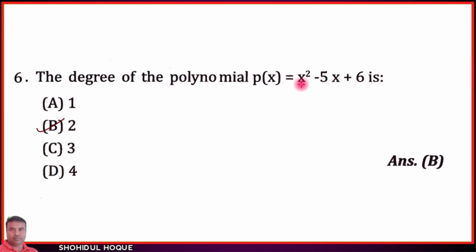Here the variable is 1, x, but it appears in two places, here and here. But which is the maximum power? Here this power is 2 and here nothing means power 1. So the maximum power is called the degree of the polynomial. So in this polynomial, the maximum power is 2. Therefore the degree of this polynomial will be 2.